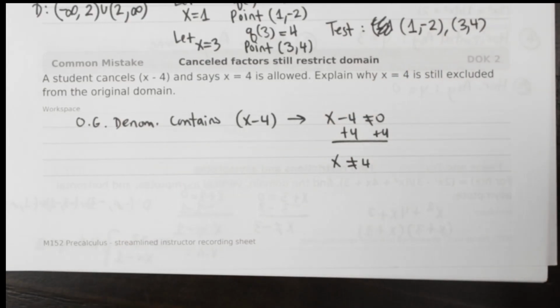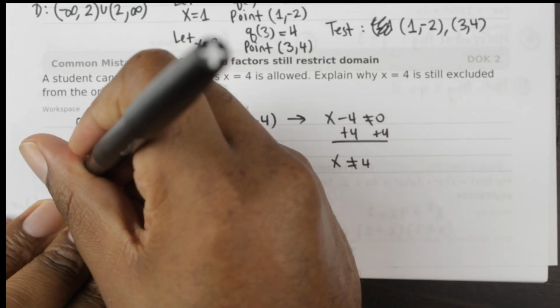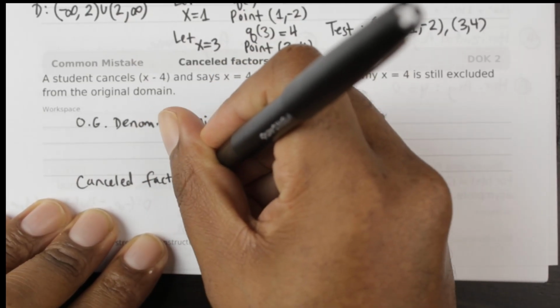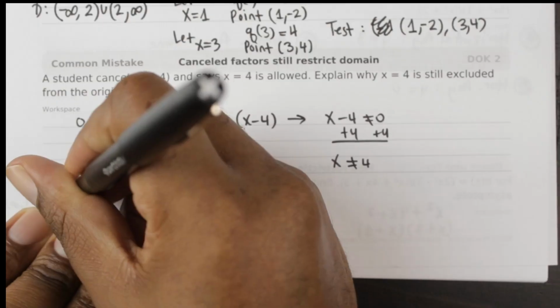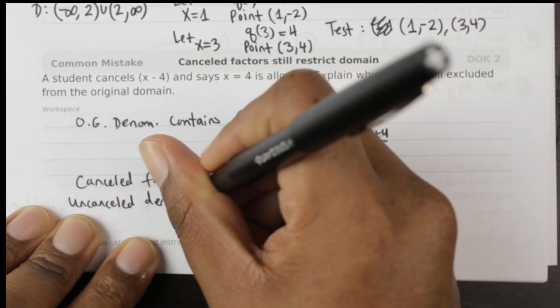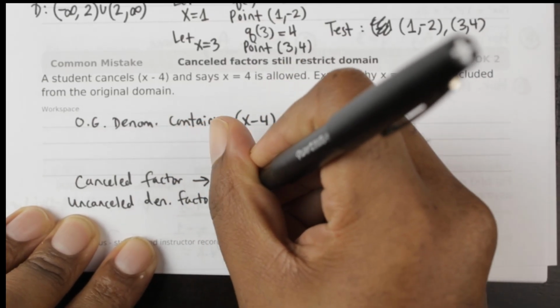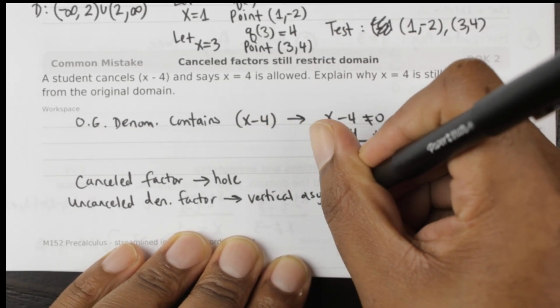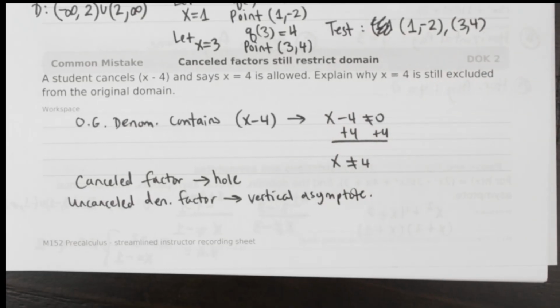Right? Again, canceling creates a hole. So it does not make the restricted x value allowed. So a canceled factor leads to a hole. An uncanceled denominator factor, you have a vertical asymptote. So a canceled factor leads to a hole. Uncanceled denominator factor leads to a vertical asymptote.